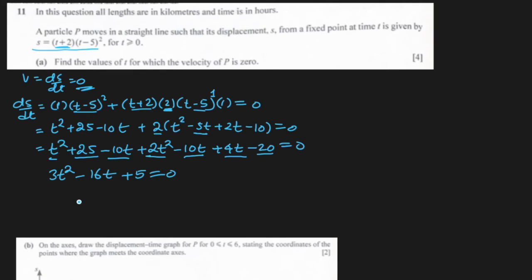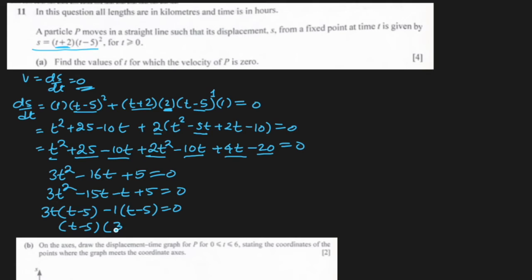And again, factoring a quadratic, this is the third time in this paper we're doing this. 5 times 3 is 15, so minus 15t minus t plus 5 equal to 0. Take 3t common, t minus 5 and minus 1, t minus 5, so we get (t minus 5)(3t minus 1) equal to 0. So this gives us 2 values: t equal to 5 and t equal to 1/3, both are positive. T is greater than 0, so both will be acceptable.